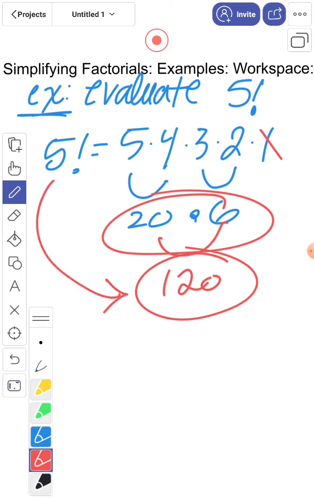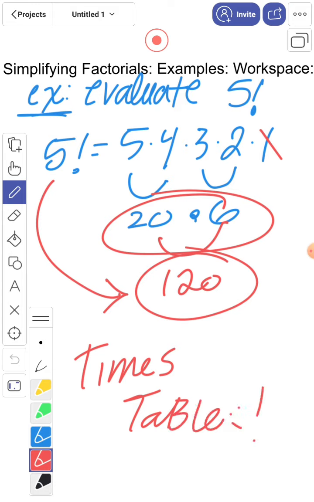Okay? I think it's pretty simple. I think they're fun. I think they're a great way for you to brush up on your multiplication skills and your times tables. Okay, which you should all be very good at, times tables.